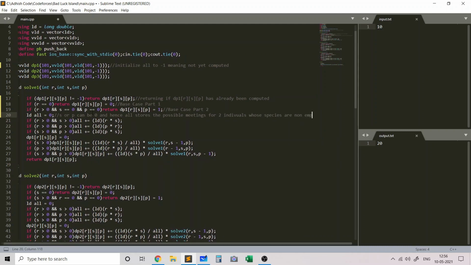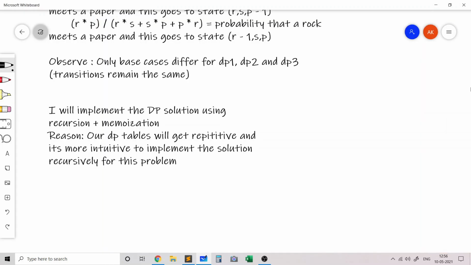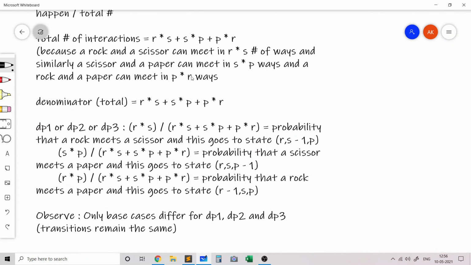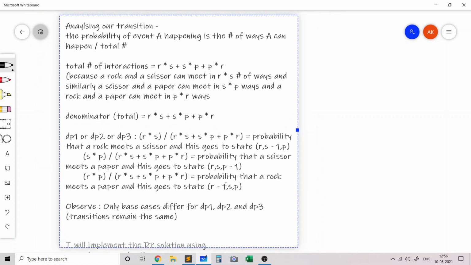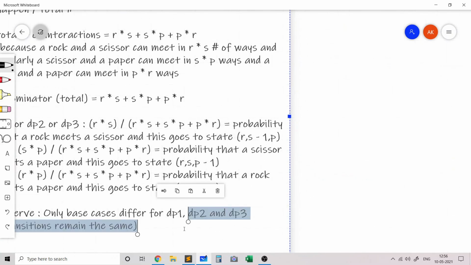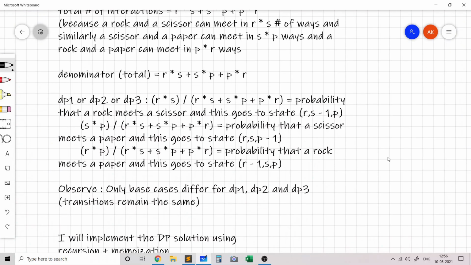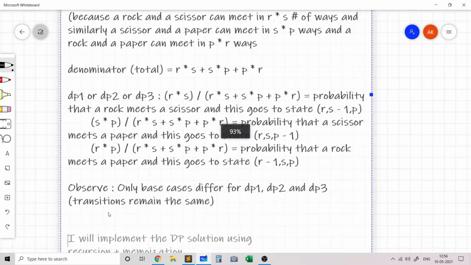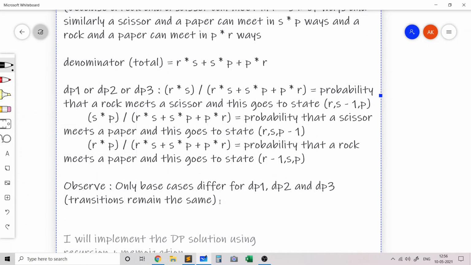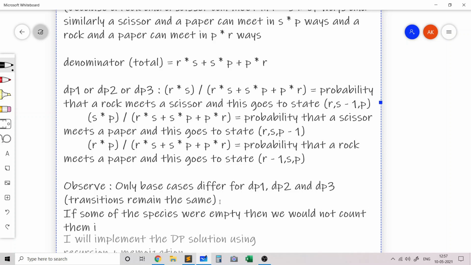So that basically means that, in the whiteboard I explained to you that there was R into S plus S into P plus P into R. If these three were non-zero, fine. If one was 0, then we need to take care of it in a different way. In that case, if some of the species were empty, then we would not count them in our total and in our possibilities. And that's all that I'm implementing in my code.